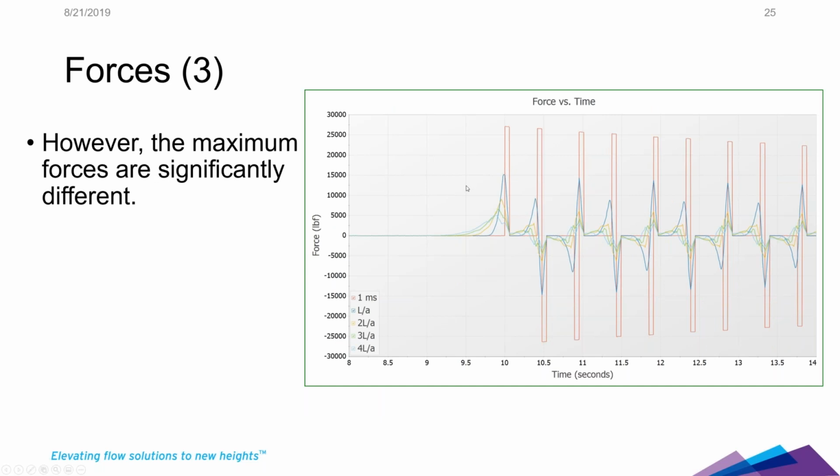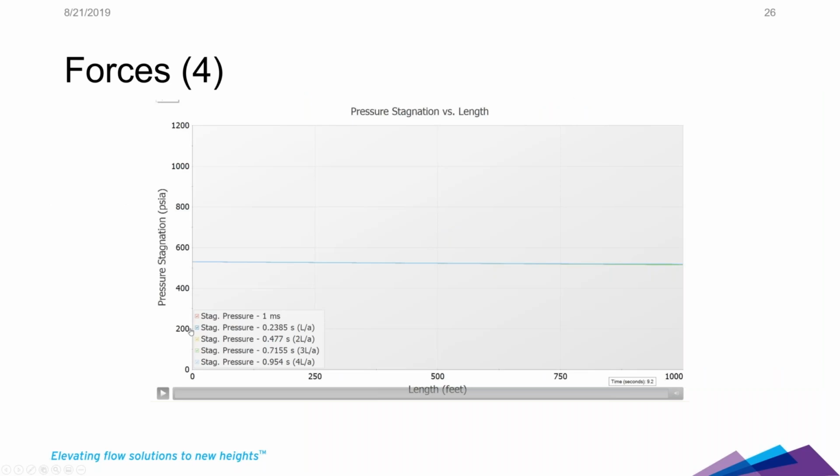So you can see, even though my maximum pressure is almost the same for my 1 millisecond, my L over A, and my 2L over A case, just going from 1 millisecond to an L over A closure time cuts my force spike almost in half. We're at, I don't know, let's see, 27,000 pounds force down to 15,000 pounds force. And it's even more dramatic down here. This 4L over A valve closure has a pretty mild force response for closing in less than a second. So that's critical when analyzing forces.